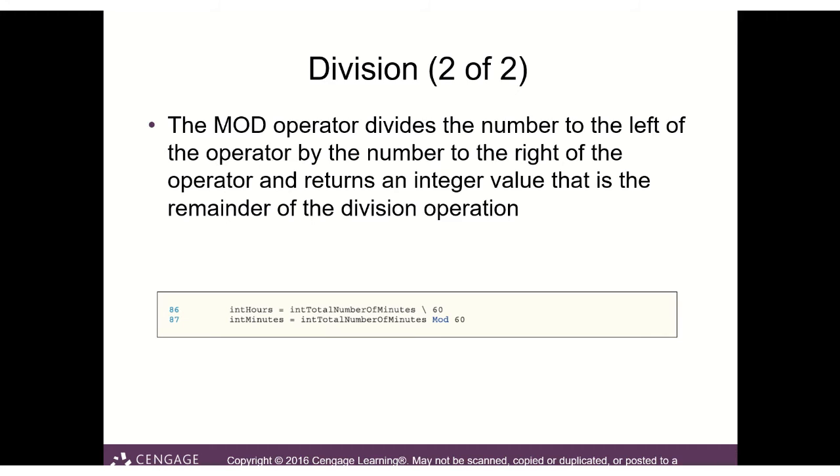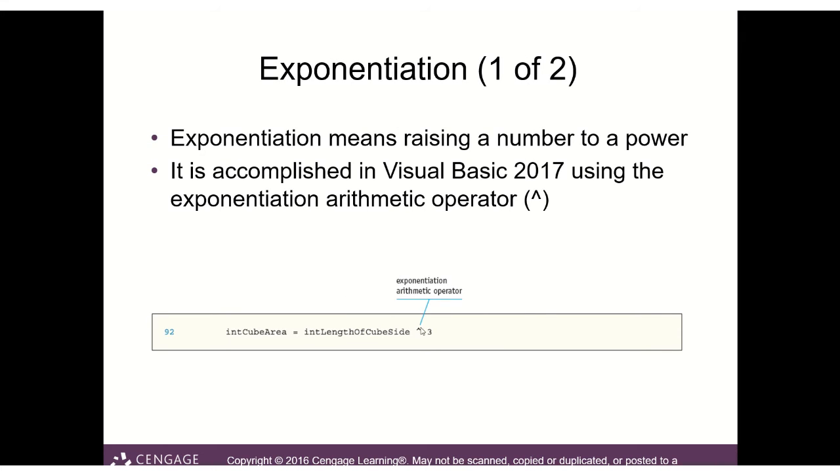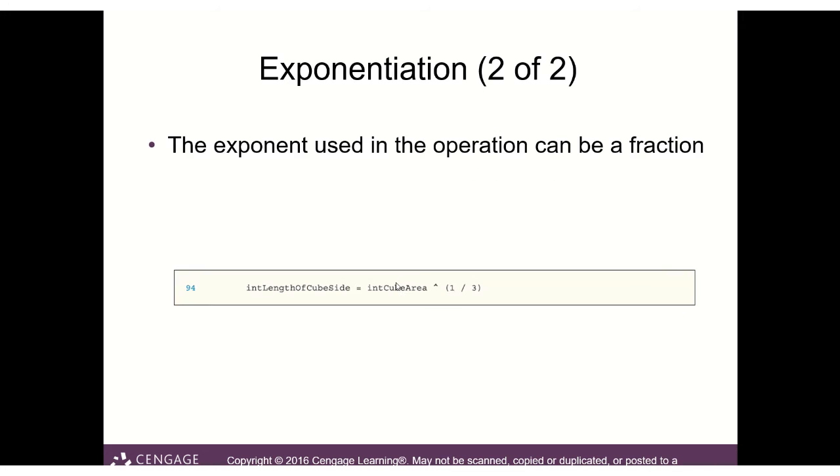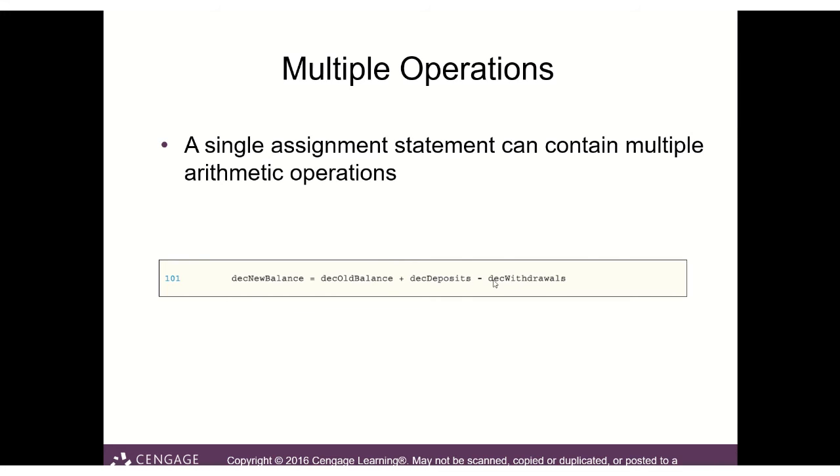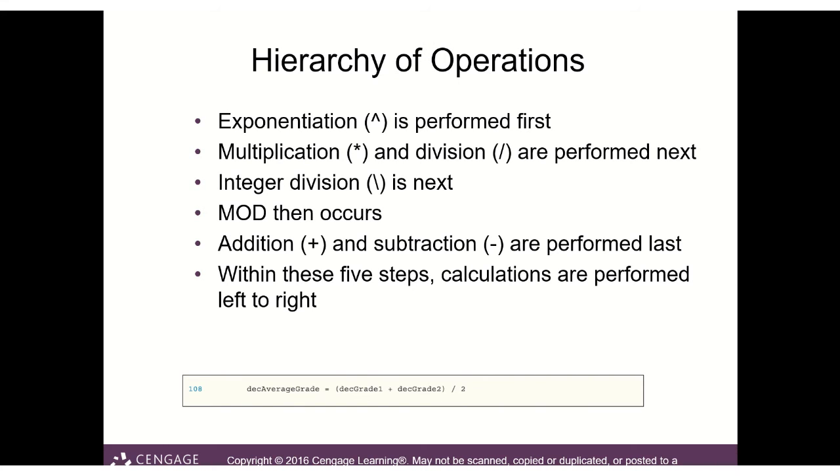Then you can see the mod operator. Exponentiation is the hat symbol. You can use it: 2 hat 2 is 4, for example. You can use fractions in exponentiation as well. You can have multiple operations within a single expression. So the hierarchy of operations is important. Exponentiation is performed first, then multiplication and division, integer division is next, then mod, and addition and subtraction are performed last. Within these five steps, calculations are performed left to right. Read this slide very carefully.